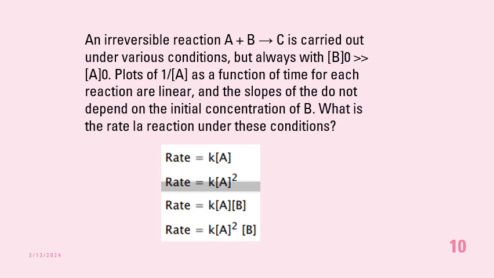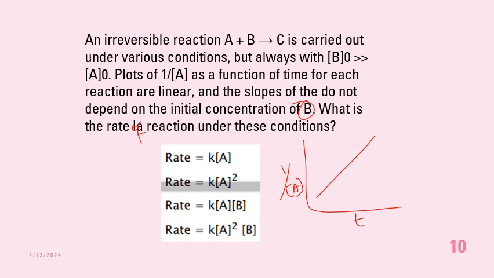Next question. An irreversible reaction A plus B gives C is carried out under various conditions, but always with the initial concentration of B greater than the initial concentration of A. Plots of 1 over concentration A as a function of time for each reaction are linear. That means when you plot 1 over concentration A against time, we are getting a linear graph, it says. And the slopes do not depend on the initial concentration of B. Okay, that means B is not involved in that. And what is the rate of reaction under this condition?